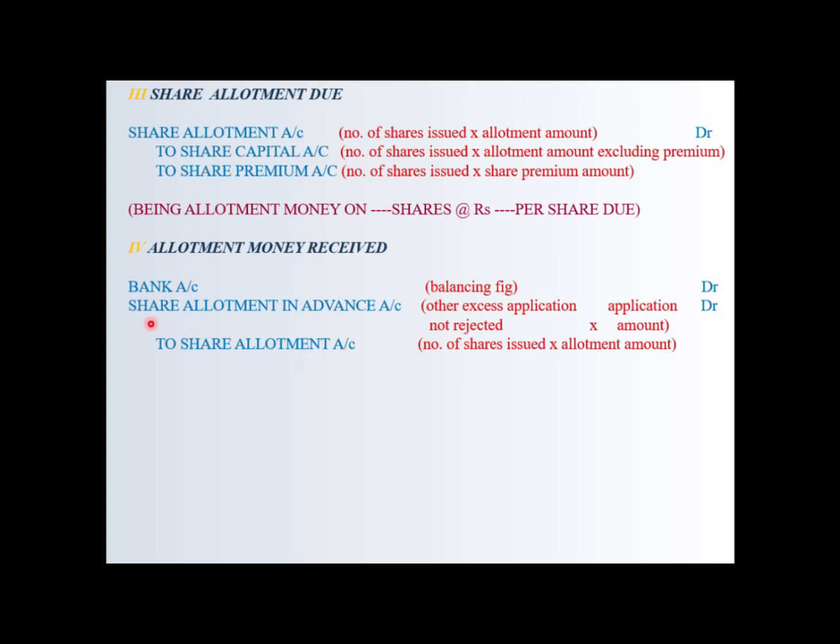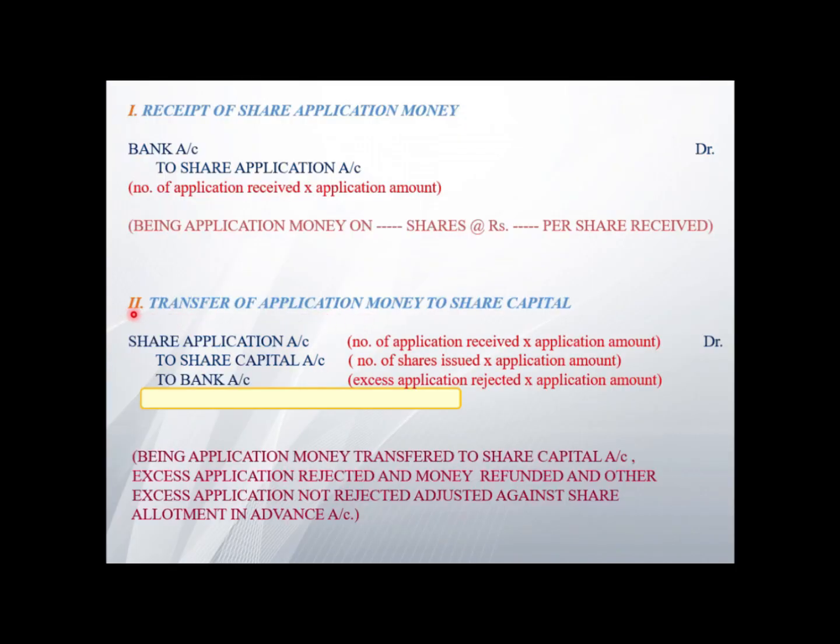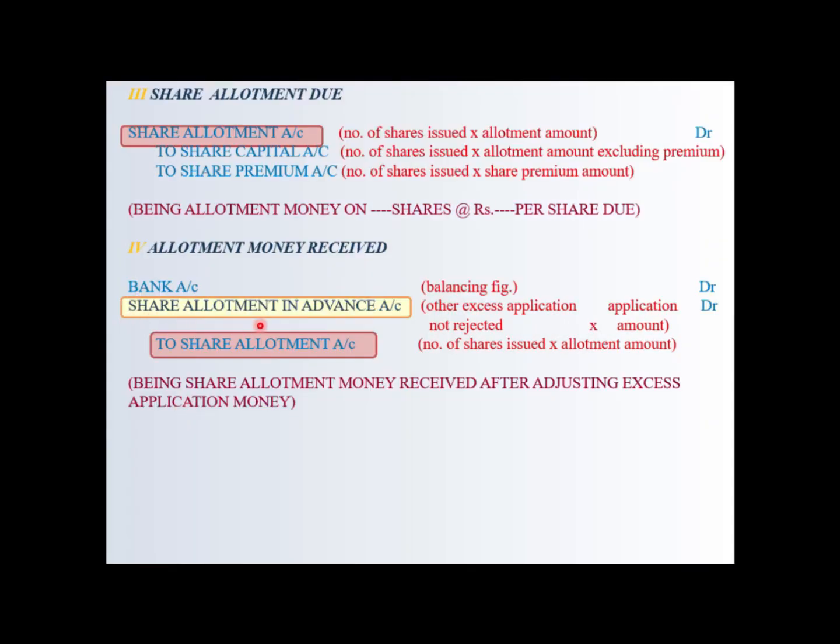In this entry, if you can see, share allotment in advance account is debited, whereas in our second entry, share allotment in advance account is credited. So by whatever amount share allotment in advance account is credited in our second entry, with the same amount share allotment in advance account will be debited in our recent entry, that is in our fourth entry. So here the amount of share allotment in advance will be same as it was in our second entry.